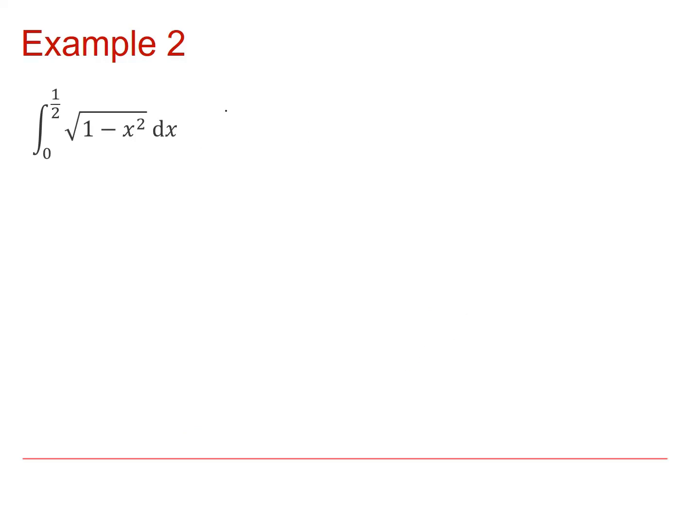Here's a second example. Again, I've got a root 1 minus x squared, so I'm likely to use the substitution x equals sine u, but I've also got limits, and it's important that I transform the limits as well as transforming the variable. So let x equal sine u. dx by du then is cos u. And so again, I will be substituting cos u du for my dx.